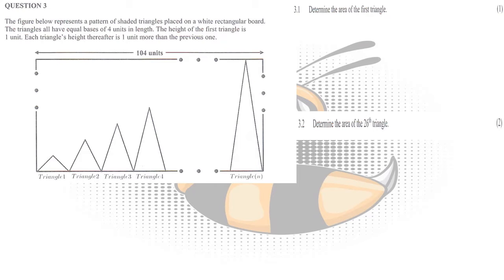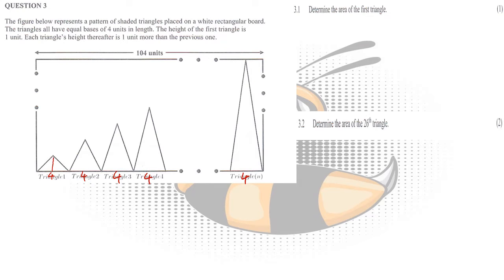So they tell us in this question, the figure below represents a pattern of shaded triangles placed on a white rectangular board. The triangles all have equal bases of 4 units in length, and the height of the first triangle is 1 unit. Each triangle's height thereafter is 1 unit more than the previous one. So if we quickly dissect this information, they essentially tell you the bases for all of these triangles will be 4, no matter how many of them there are.